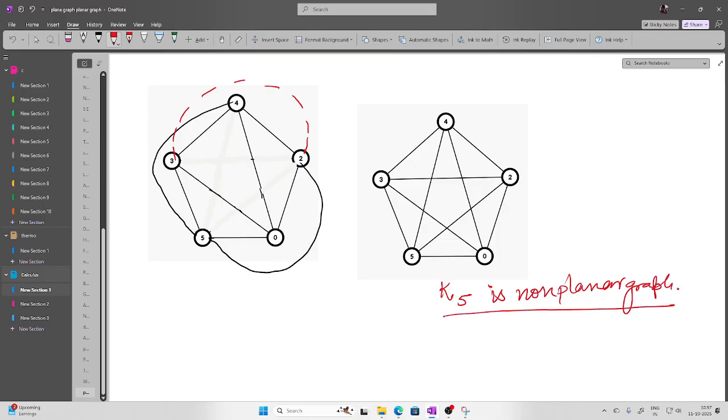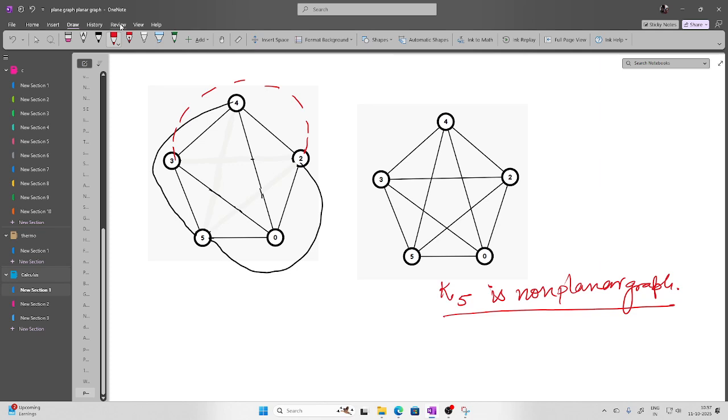So friends, again I am telling you what a planar graph is. A planar graph is that graph where I am in a position to remove the crossover of edges so that I can draw the graph in a plane as a plane graph. Whereas if I am not in a position to draw that graph in a plane as a plane graph, then that particular graph will be called a non-planar graph.